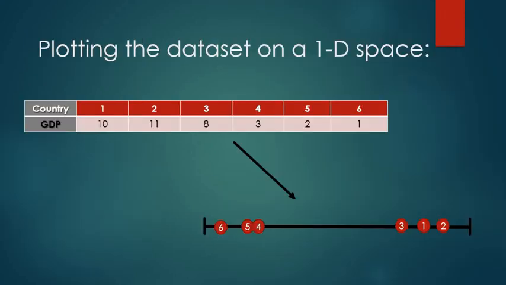So here I have a dataset that can be plotted on a one-dimensional space. You have many different countries with their corresponding GDP, the gross domestic product. What we can see here is that countries 1, 2, and 3 lie on the very right-hand side of the number line, while countries 4, 5, and 6 lie on the very left side. It appears as if this side is correlated together, while this side is correlated together.